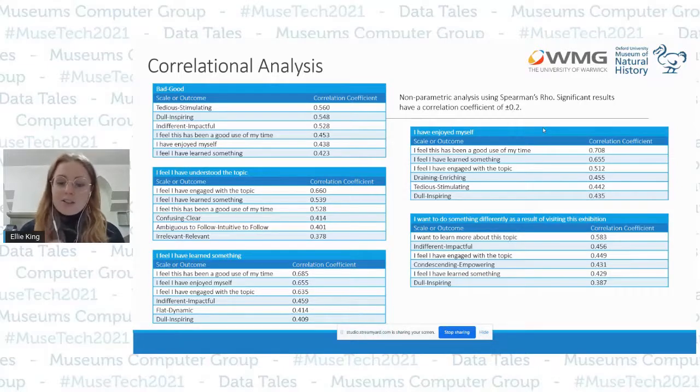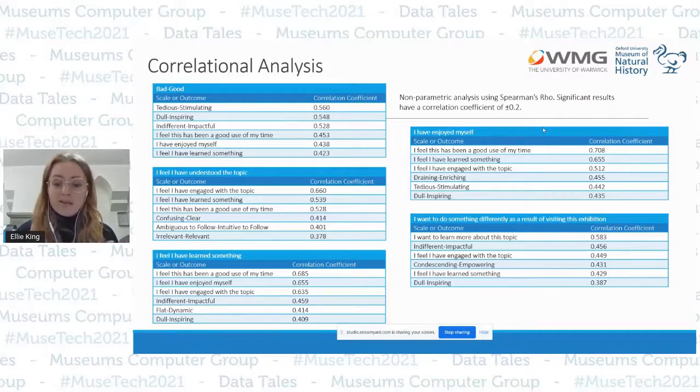And I think that the most interesting one for me is the one at the bottom, I want to do something differently as a result of visiting. And the three word pairs that associate with that are impactful, empowering, and inspiring. And you can see how all those types of motivation and action come together.